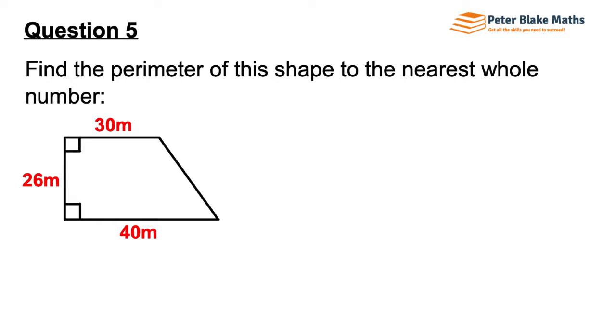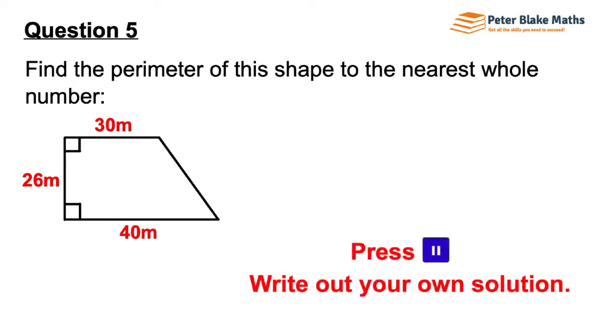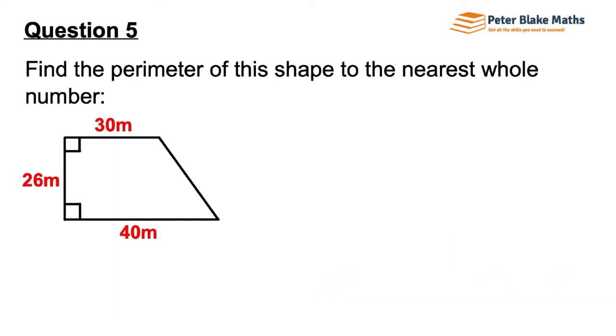Question 5. Find the perimeter of this shape to the nearest whole number. Now this looks like an impossible task, because for perimeter we need the distance around a shape, and we've got one of the sides missing. Let's see how we can work it out using Pythagoras though. If we find the missing side here, we've got a dotted line that we can make, creating a bit of a right angle triangle on that right hand side. So that can be a right angle there that we've created.